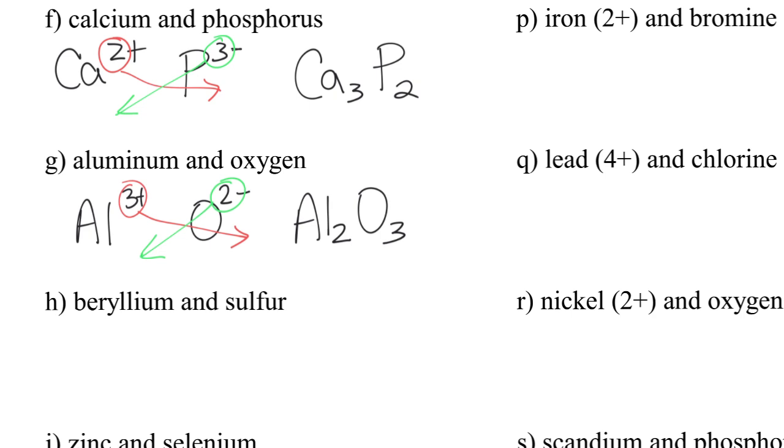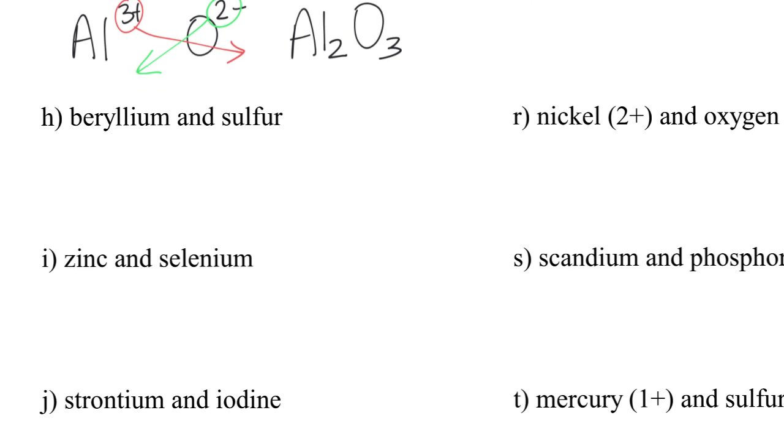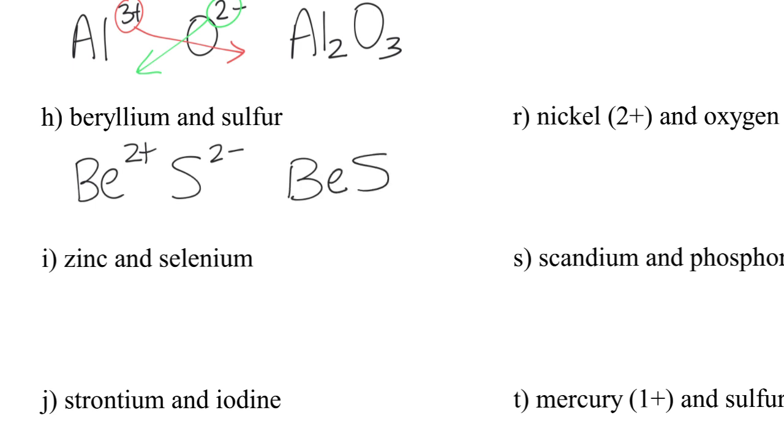Okay, so now where we are, we're on beryllium and sulfur. Beryllium is a 2 plus, and sulfur is a 2 minus. So guess what? They're the same. So it's going to be BeS.